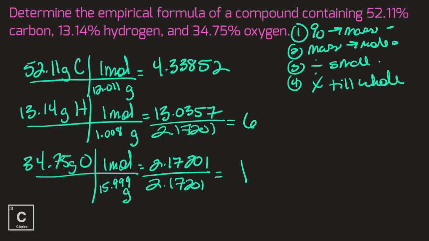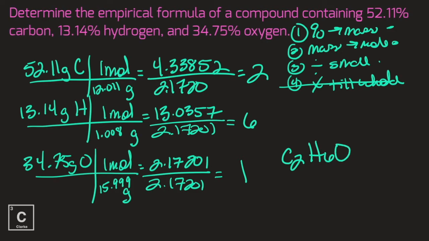Here, we cannot round. If it's a 0.8 or 0.9, you can round up. If it's a 0.0, 0.1, you can leave it alone. But if it's numbers in between, you can't round to the whole number. That means we need step 4, multiply till whole. Okay, let's finish this. Yay. All of these went to whole numbers, so I don't even need step 4. My empirical formula is C2H6O, C2H6O1. Empirical formula.